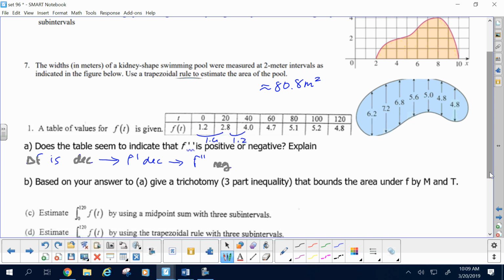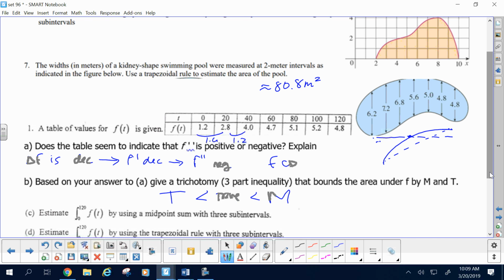Based on the trichotomy, if something is concave down, as it must be, then trapezoids would underestimate and midpoint would overestimate. So the true value, which you might call an integral, is greater than the trapezoid and less than the midpoint.